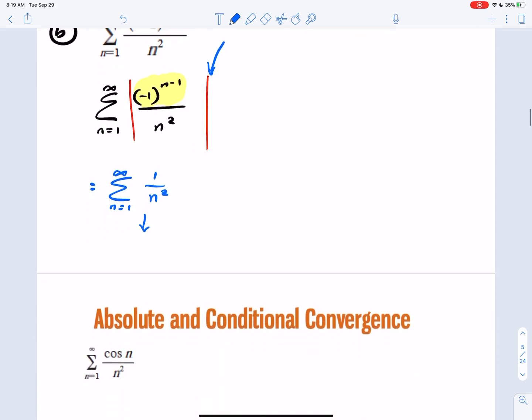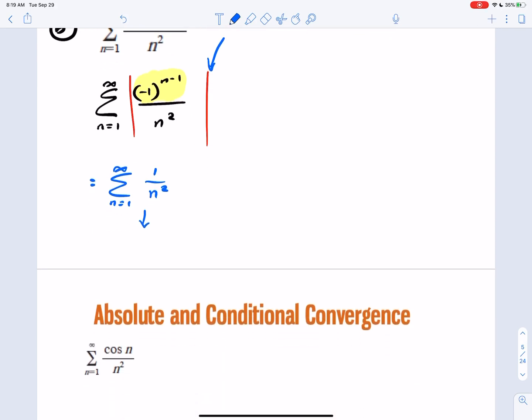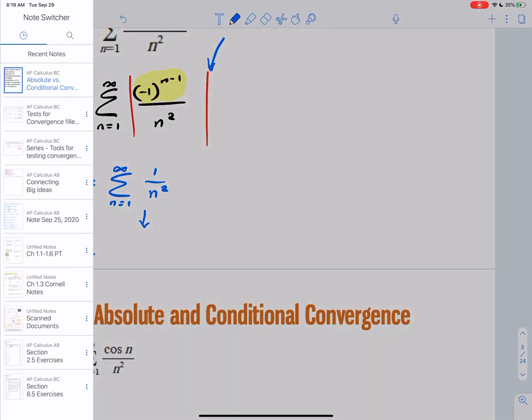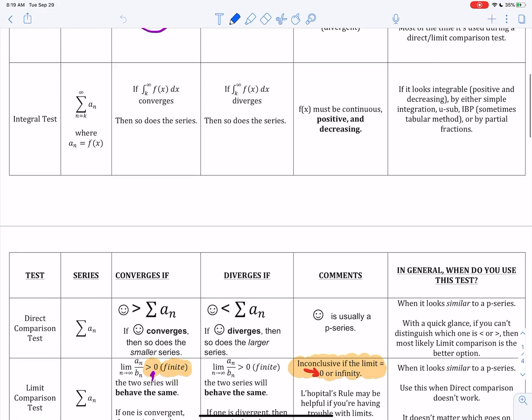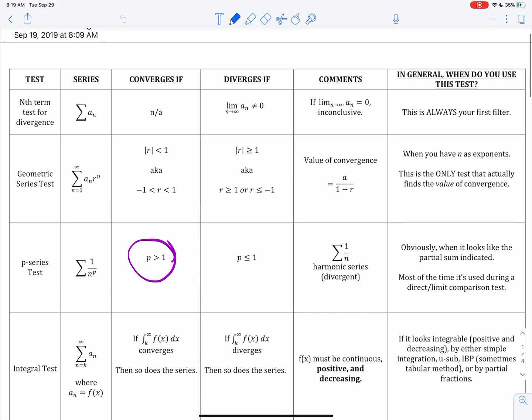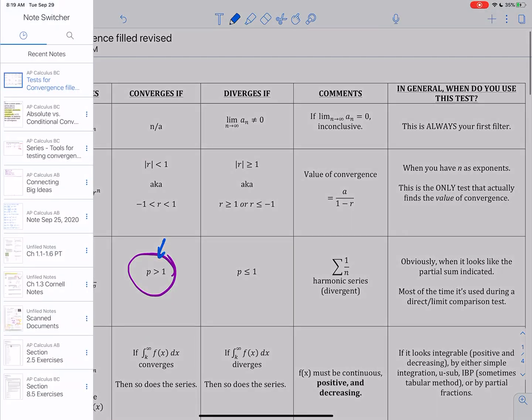So here you would have definitely run the P-series test. Remember with the P-series, it takes a lot of practice. Your P came out to 2 here. So since P is greater than 1, we know it's going to converge.